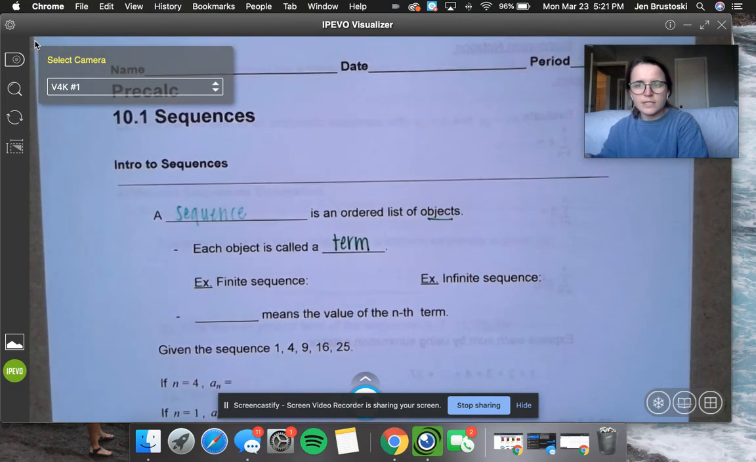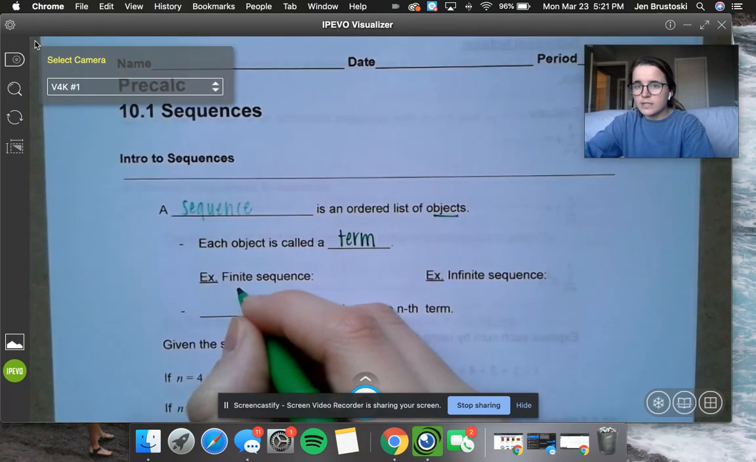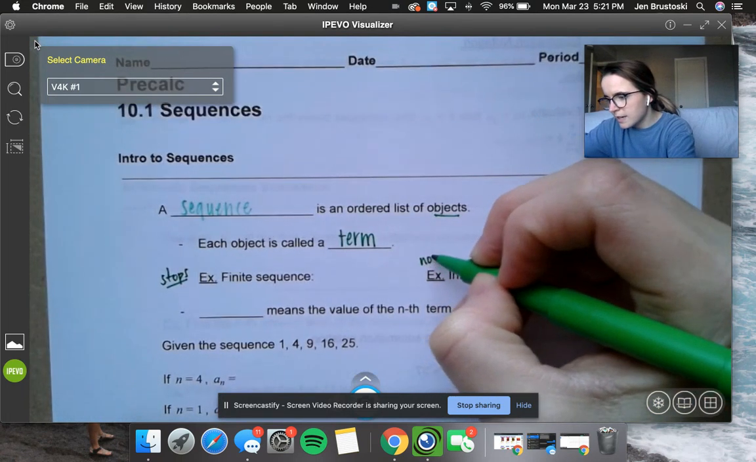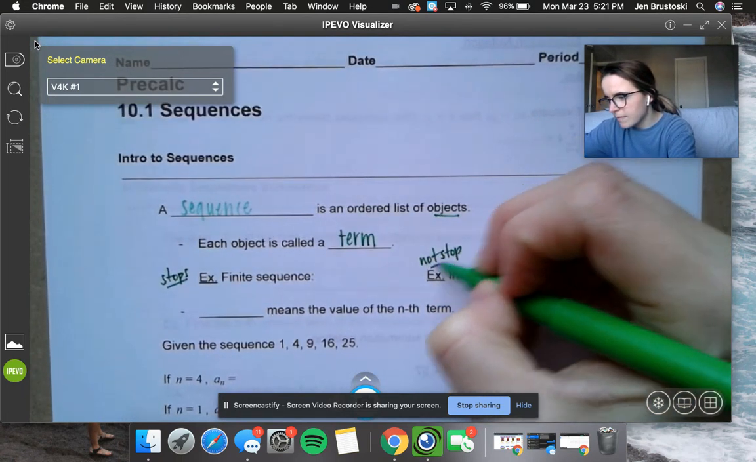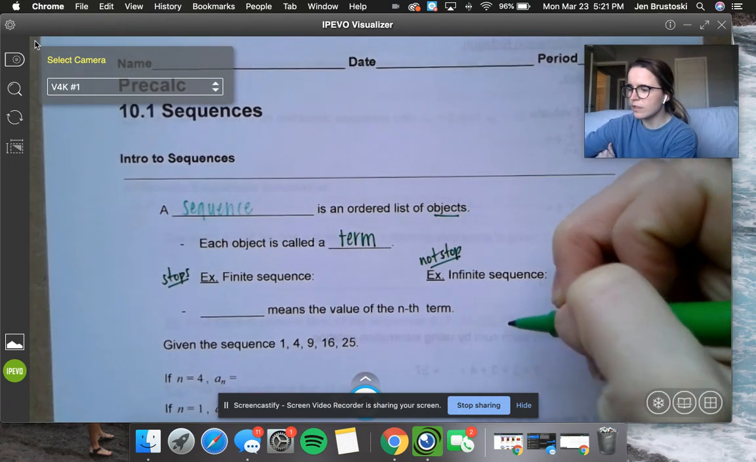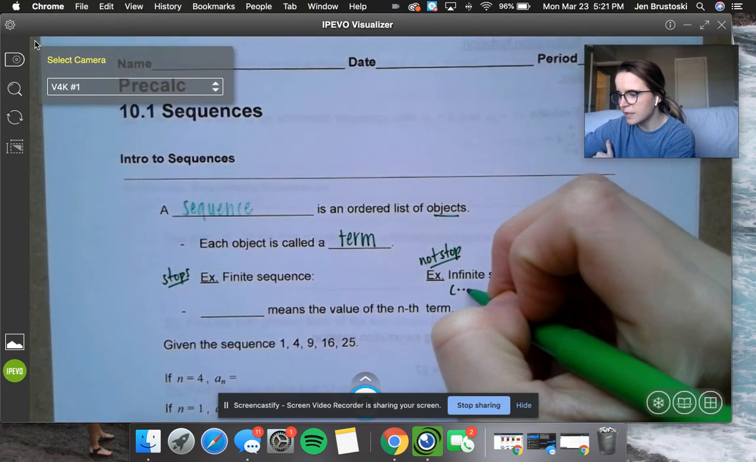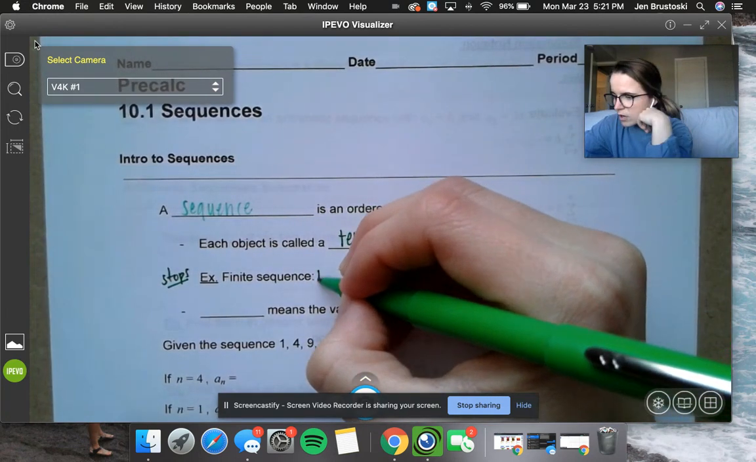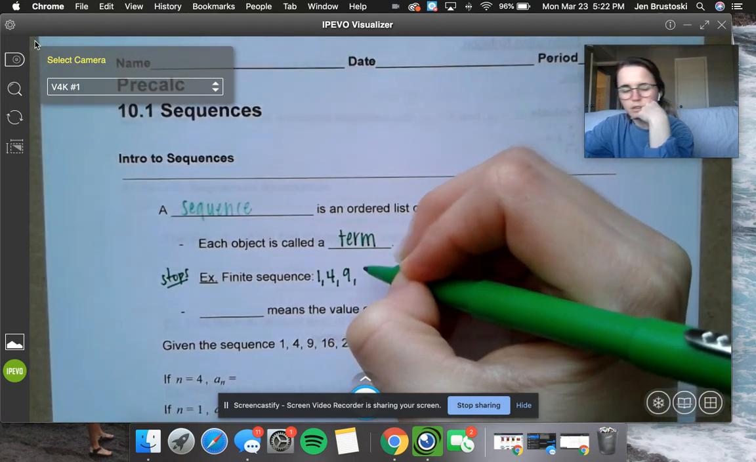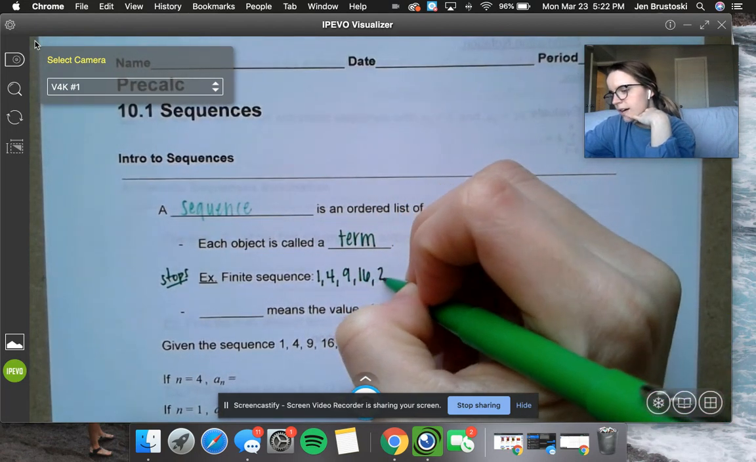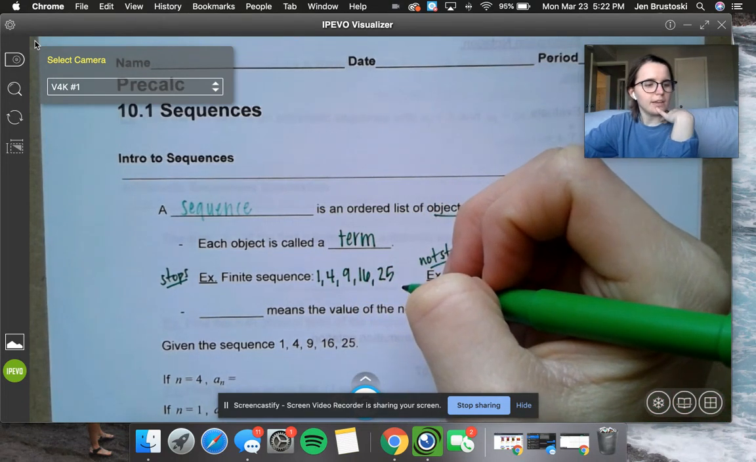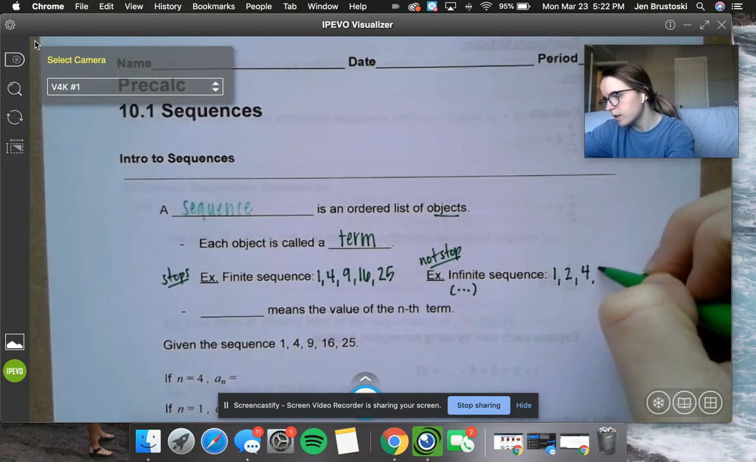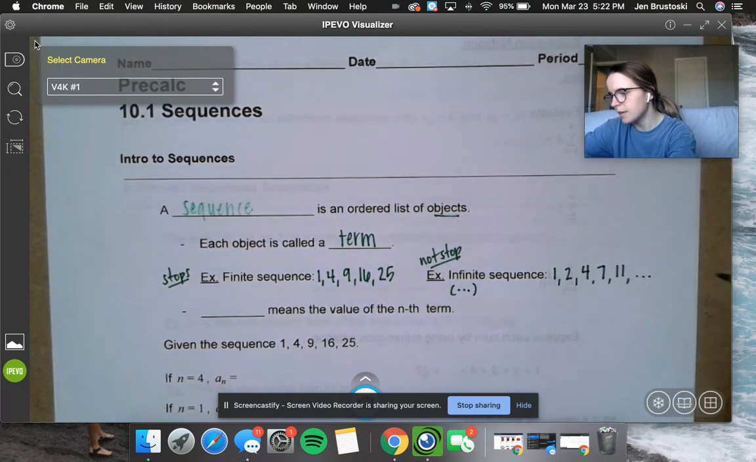We've got a finite sequence and an infinite sequence. A finite sequence is going to stop, and this one does not stop. So usually with the infinite, we'll have an ellipsis in there somewhere. Here's an example of a finite sequence: 1, 4, 9, 16, 25. And then for the infinite sequence, we'll just say 1, 2, 4, 7, 11, and it keeps going.